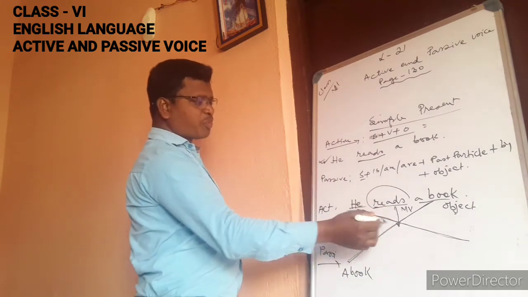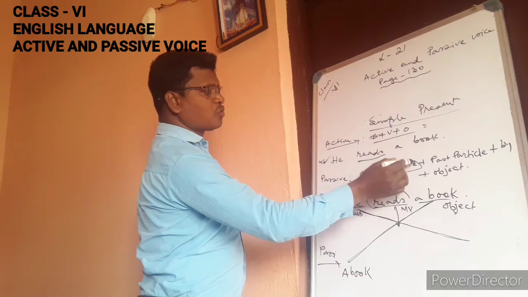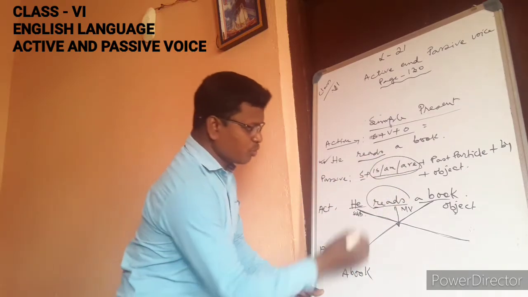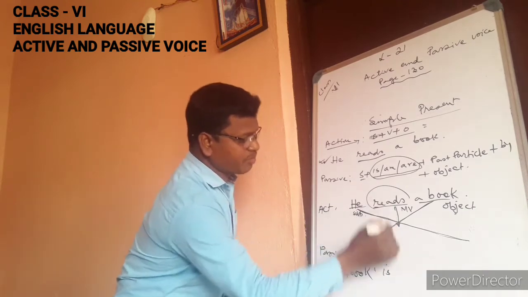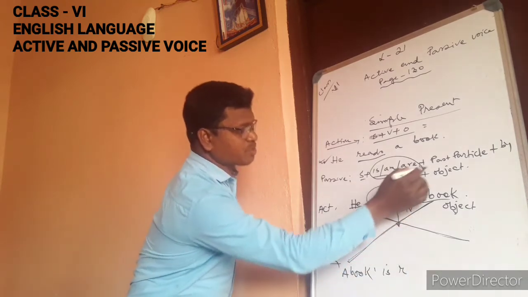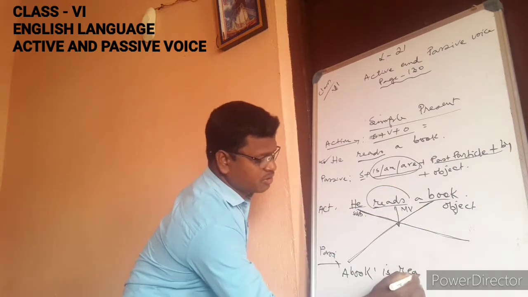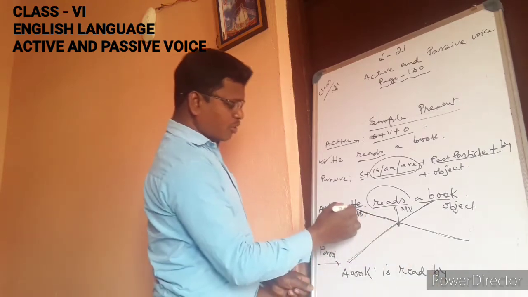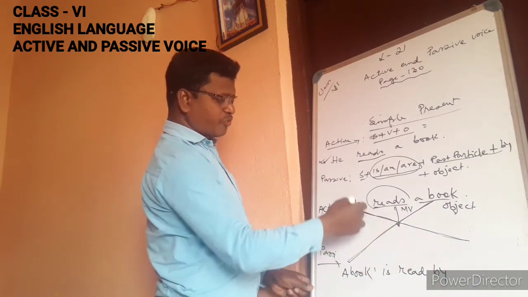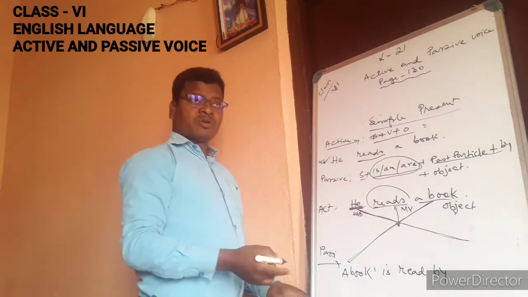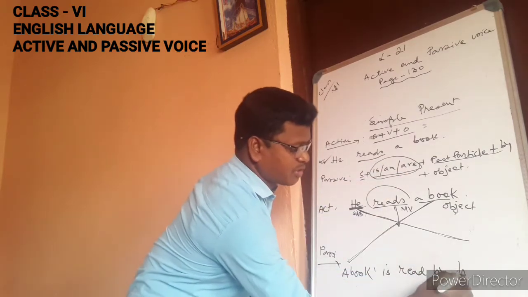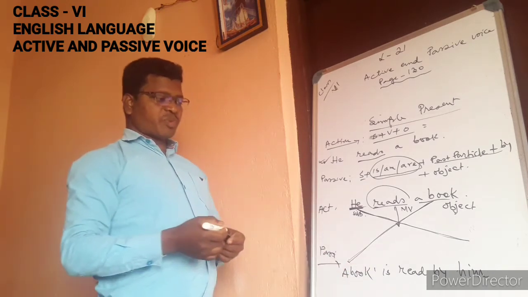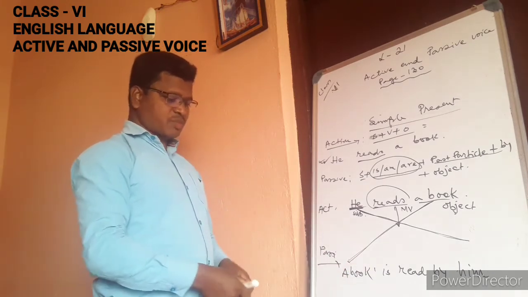Then here we are going to place the main verb. Out of these, we write the one which is suitable here. So, a book is. Then the main verb will be in the past participle form. This is read. Then we will place by. And what is the object here? He is the object. So when he changes into passive, it will become him. So, a book is read by him.